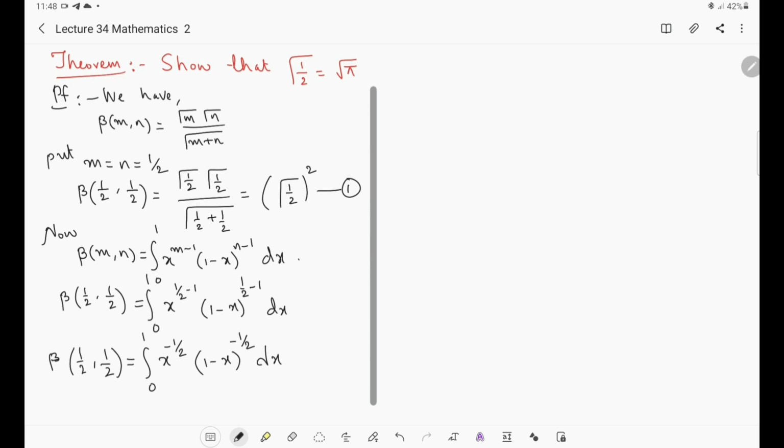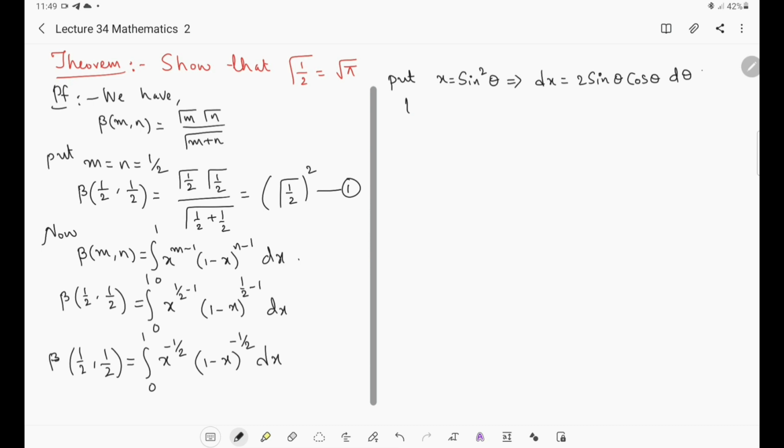Now we will take a substitution here. What substitution am I going to take? I will put x equals sine square theta. Then dx equals derivative of sine square, which is 2 sine theta, and derivative of sine theta is cos theta, and derivative of theta is d theta, right? So what will happen with the limits?